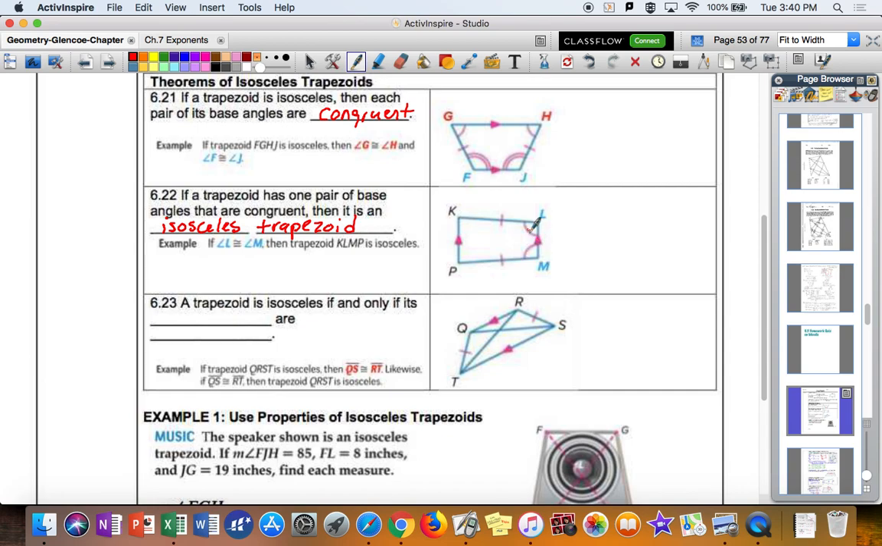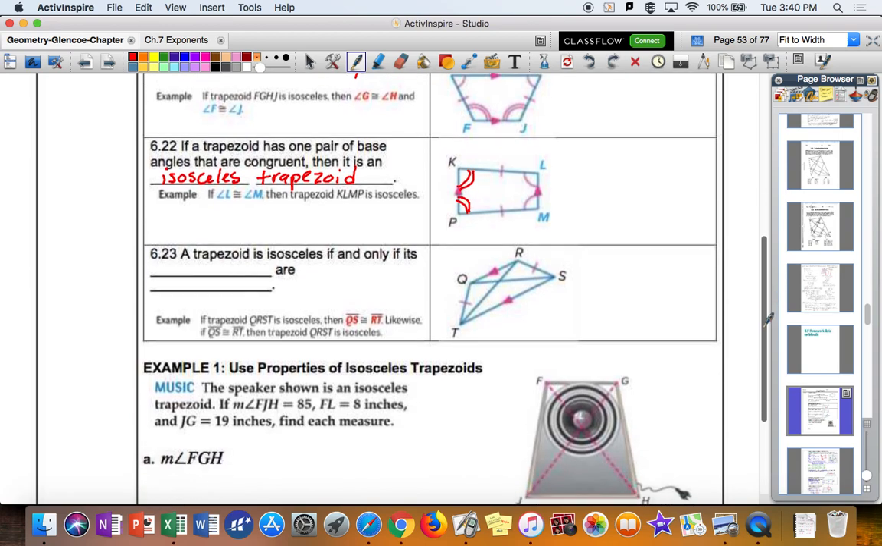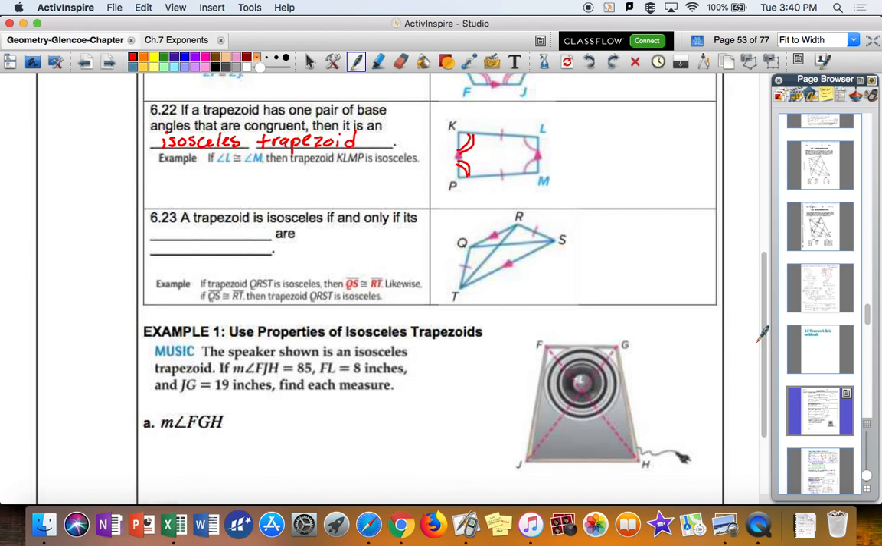So if we have one pair here, that would also mean that this pair down here would have to be congruent as well, because if it's an isosceles trapezoid, then both pairs of base angles would be congruent to each other. So if it's a trapezoid with one pair, then both pairs of base angles are congruent. 6.23 says, a trapezoid is isosceles if and only if its diagonals are congruent.